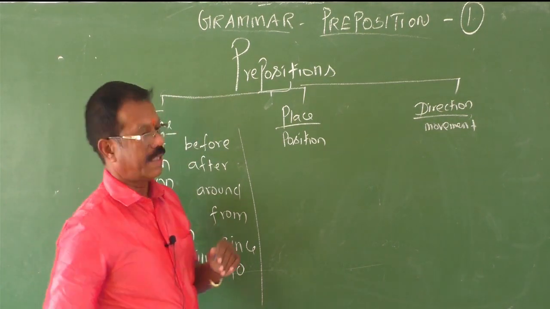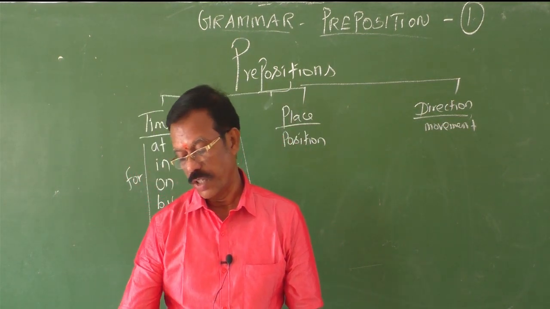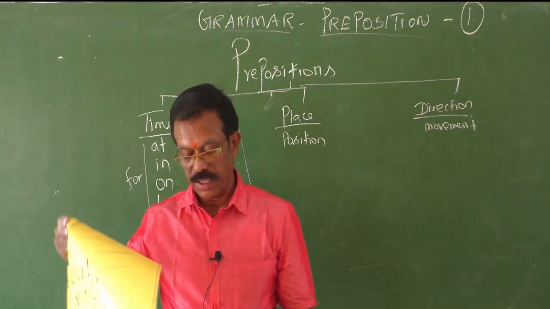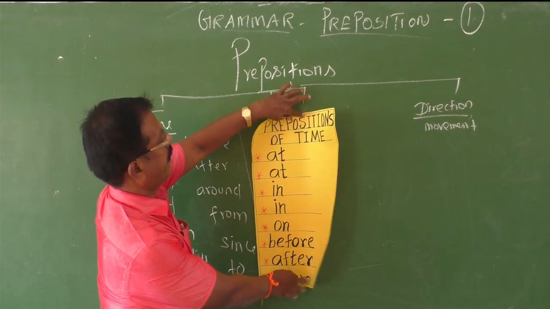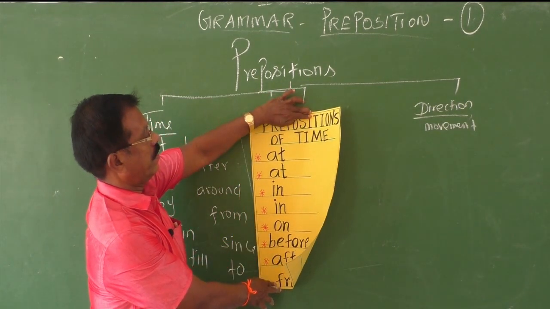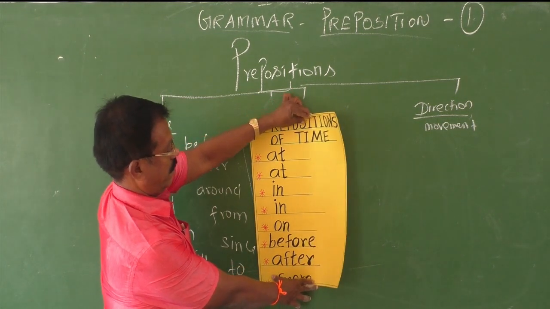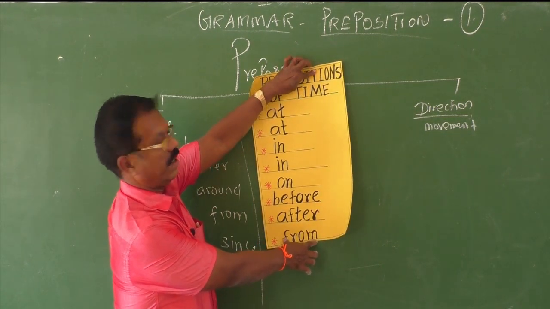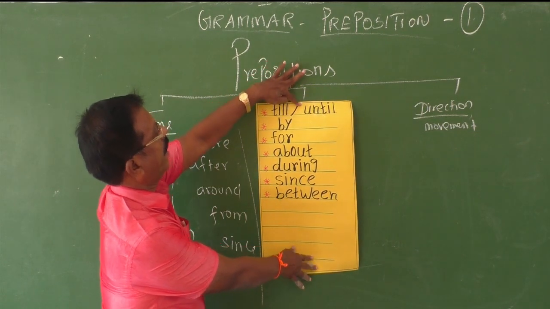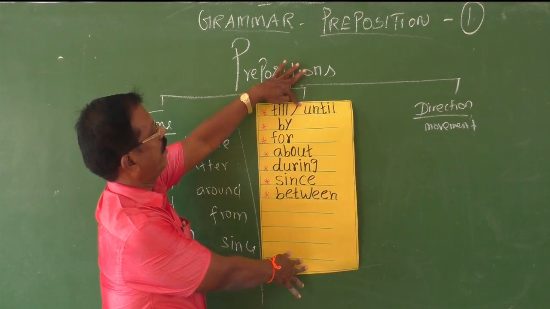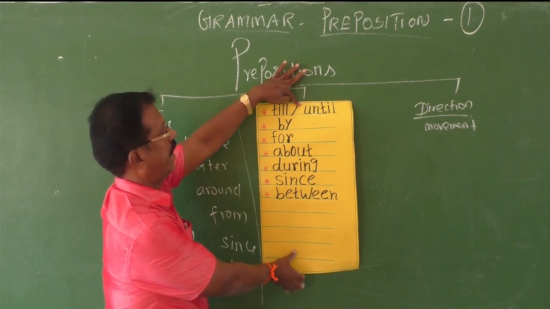So these time prepositions are used by the people to refer to time. See the chart, prepositions showing the time: at, in, on, before, after, from, then, till, until, by, for, about, during, since and between.